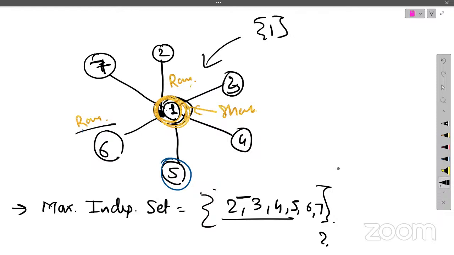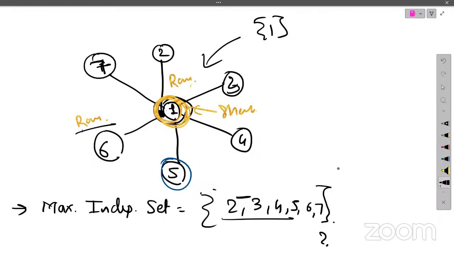I'm repeatedly saying connected, but I should say adjacent. Adjacent means neighbor of each other, connected by a single edge. But since we are not comfortable with the word adjacent, I'm saying connected by a single edge. A single edge should be there.